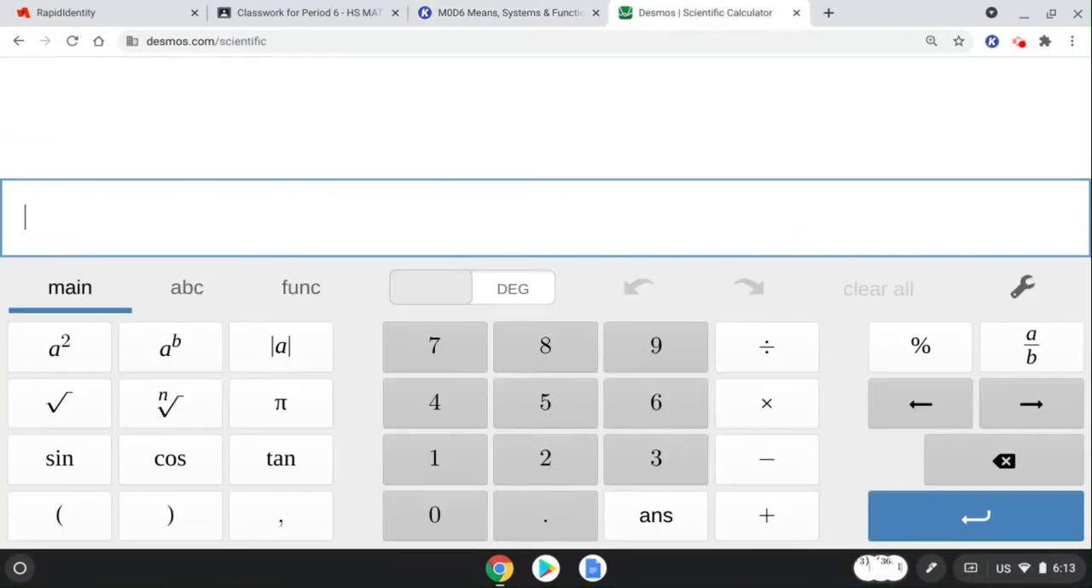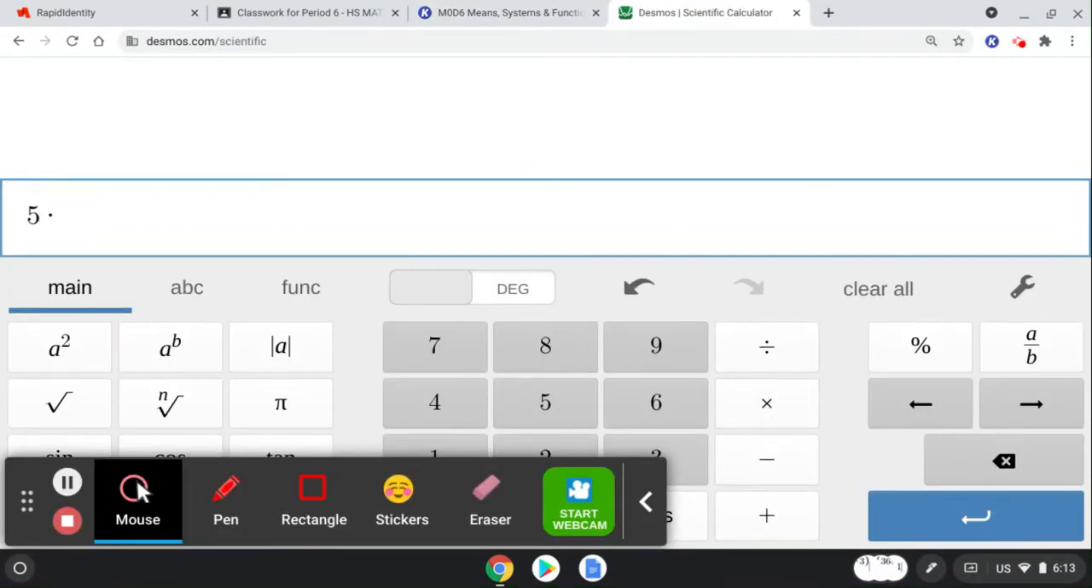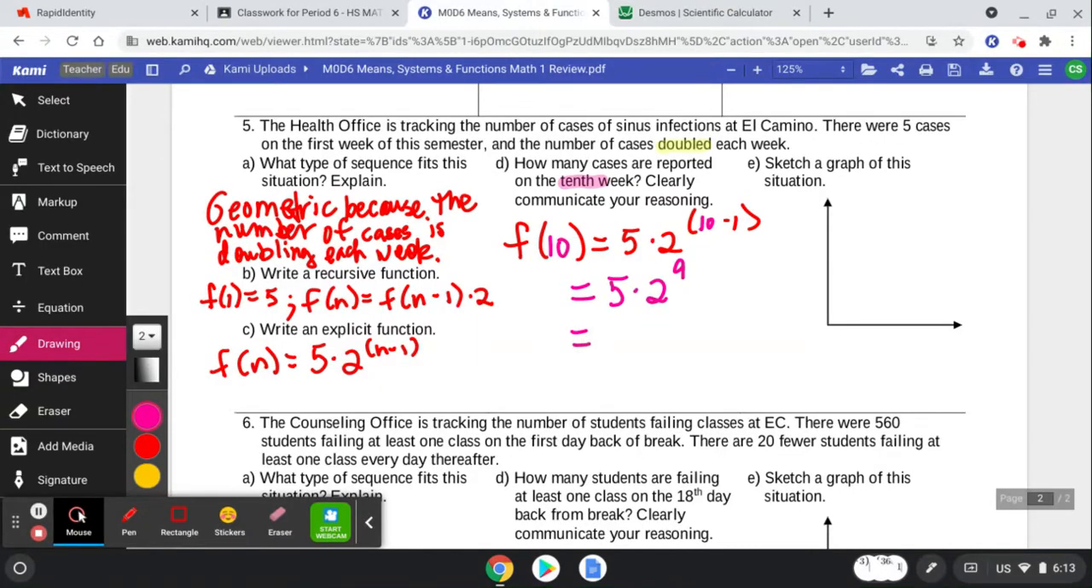So I'm going to go over here. 5 times 2 to the power of 9. So where did this little power come from? Do you see this A to the B button? That's how you get the exponent in there. So 2,560 cases is our 10th term. So we would say there were 2,560 cases by the 10th week.